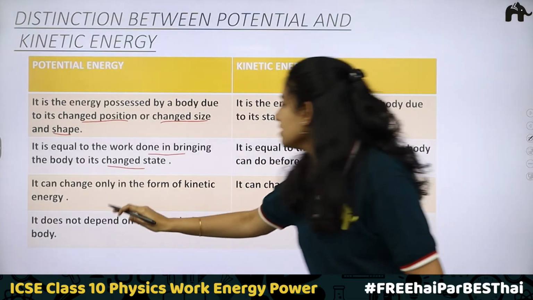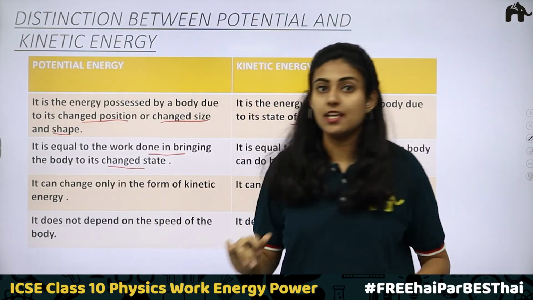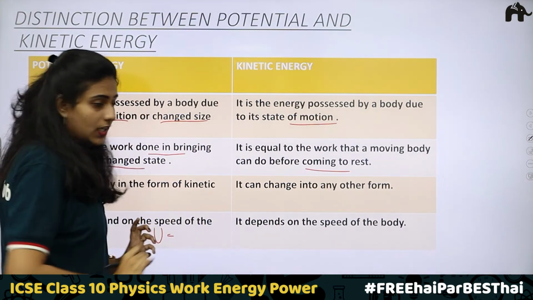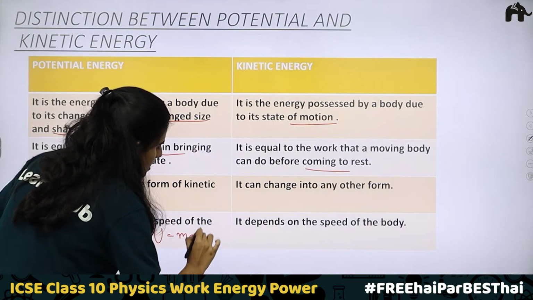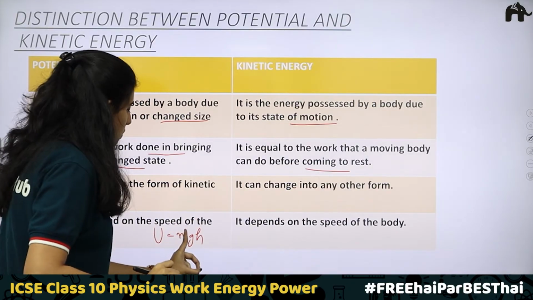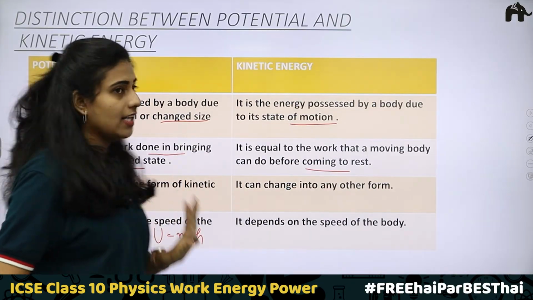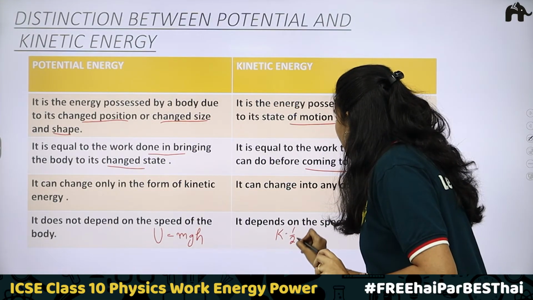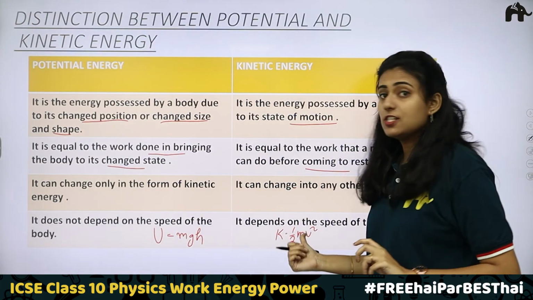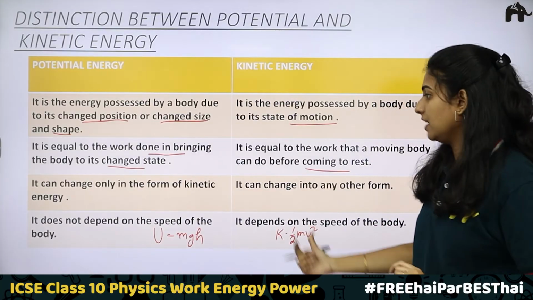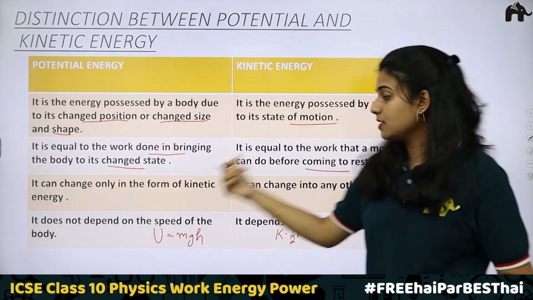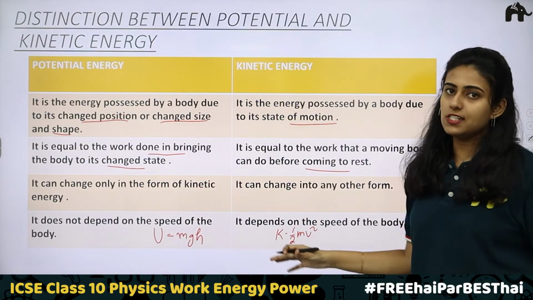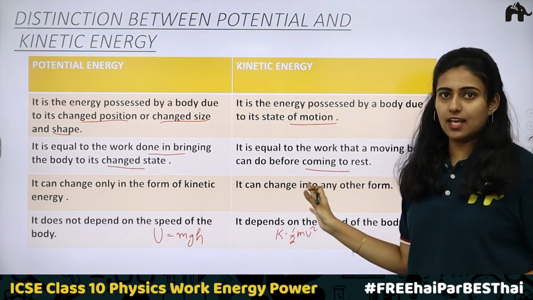Next point, it does not depend on the speed of the body. What is the formula to find potential energy? Potential energy U is equal to mgh. It depends on mass, acceleration due to gravity and height. What about kinetic energy? The kinetic energy formula is K is equal to half mv square. It depends on velocity or speed. So, potential energy does not depend on speed, whereas kinetic energy depends on speed. So, these are the four differences between potential energy and kinetic energy.